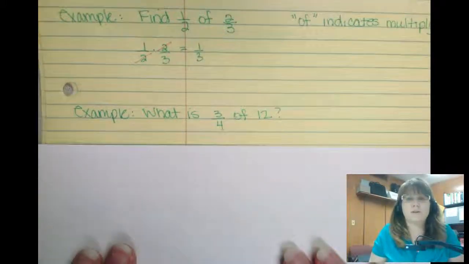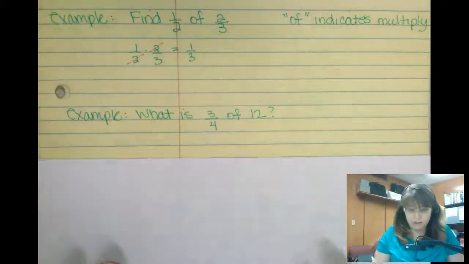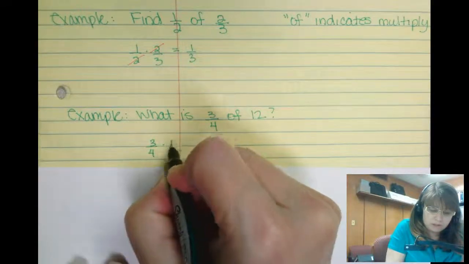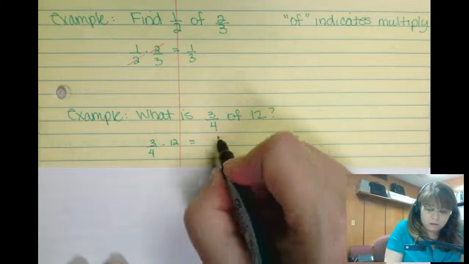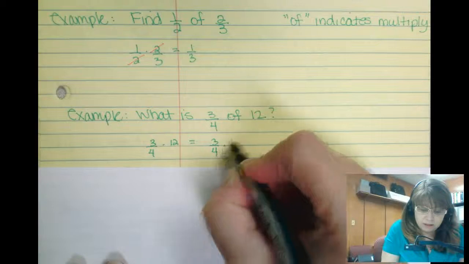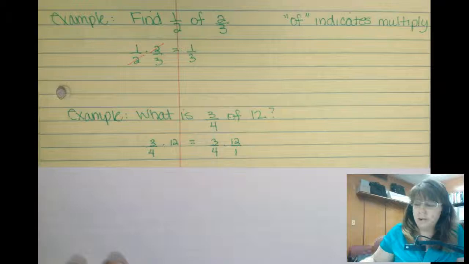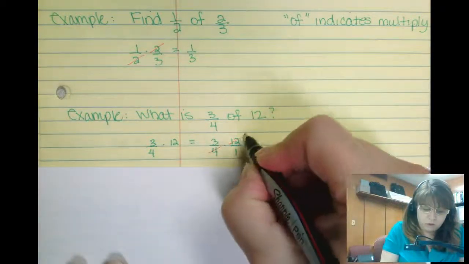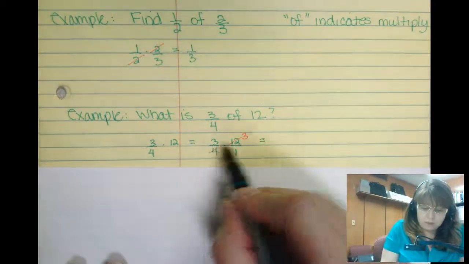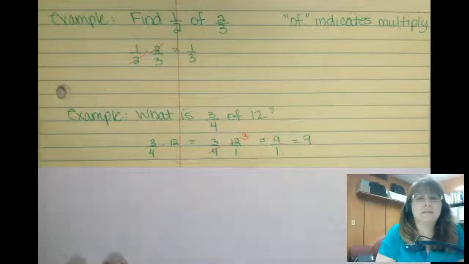So what's 3/4 of 12? Again, the of indicates multiplication. So let's just write the problem. 3/4 times 12. But 12 is 12/1. So 3/4 times 12/1, just to be sure it is in a fraction form. Now I can reduce. 4 goes into 12 3 times. And I have 3 times 3 is 9 over 1, but we can just say 9.